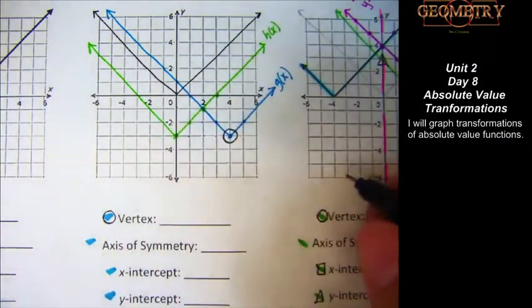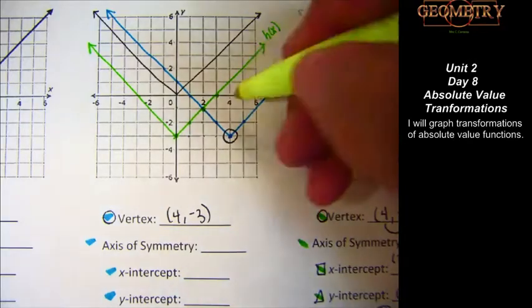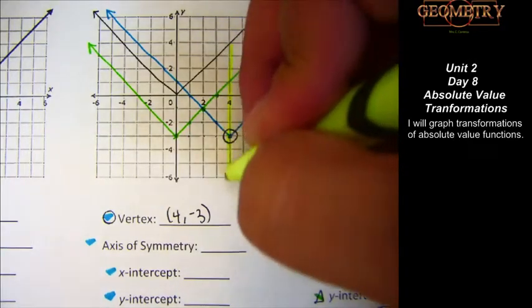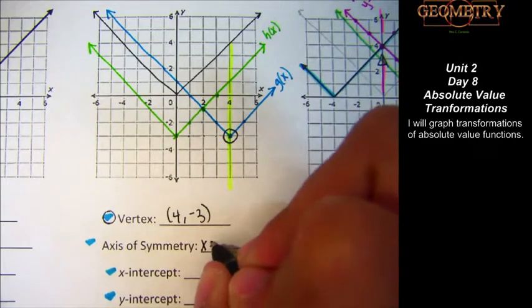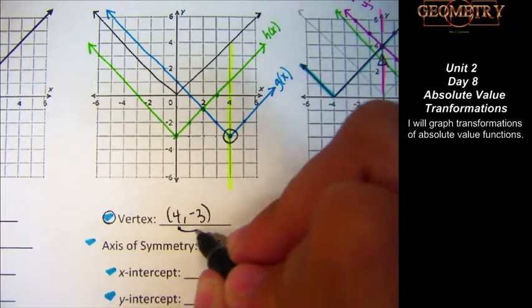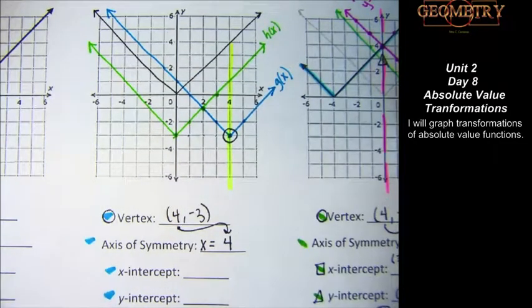Okay. So vertex is going to be where the graph stops and turns around and goes the other direction. So I need the coordinates of that. (4, -3). Axis of symmetry is always some sort of straight line cutting through the vertex. Because it's a straight line, the equation is always x equals. And because it goes through the vertex, I'm just going to grab the x-coordinate of the vertex and write it down.